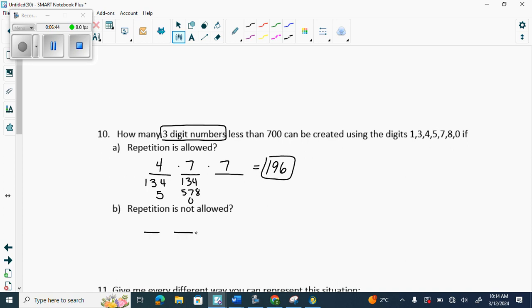Repetition is not allowed. So I still have to start off with always where I'm restricted. No matter what, always where I'm restricted. So it's the first digit that I'm restricted on. So I have 1, 3, 4, 5, which is 4 options.